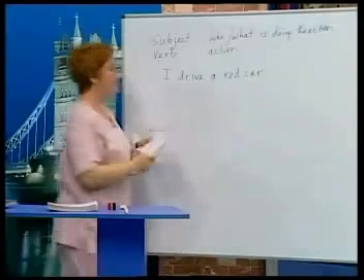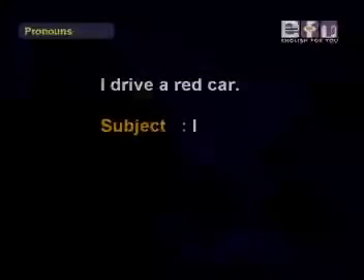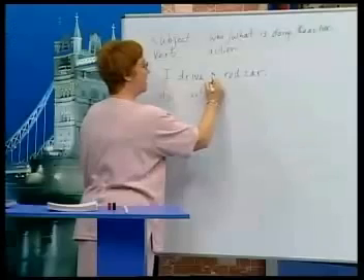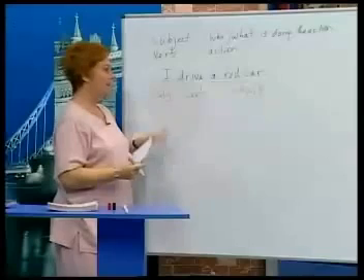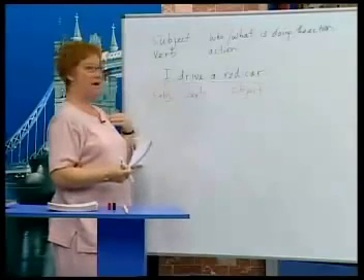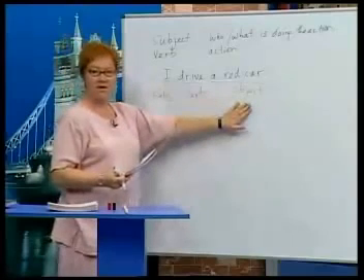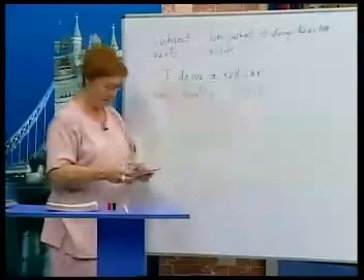I drive a red car. Now, this is the subject. Verb. And this is the object. Okay? I drive a red car. I, who, drive, action, a red car, object, what? What do I drive? I drive a red car.